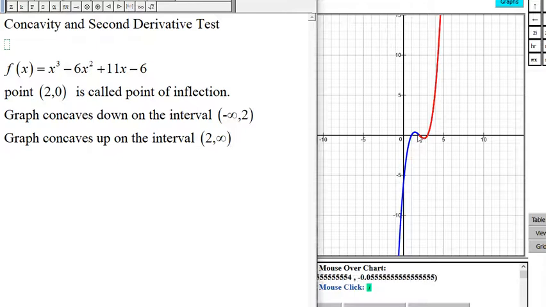And so the question now is, how do we know that this is exactly (2, 0)? And so how do we find this point of inflection, this point right here? And so that's where the second derivative comes in.